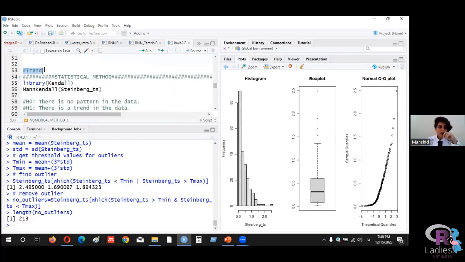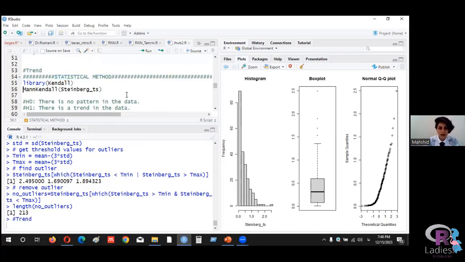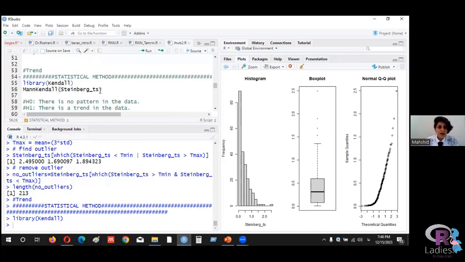Now we are going to talk about the trend, the next characteristic. For finding the trend, we have statistical method. For statistical method, we have to use a statistical test. The most famous one in this field is Kendall. So we will use the Kendall package. And again, be aware that we have to use time series, not a data frame. So that's why I've applied the code on the time series data.